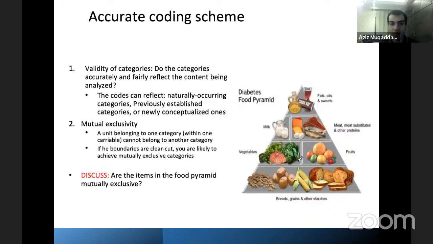So here, for example, look at this food pyramid right here. Do you think the categories in this food pyramid are mutually exclusive or not?